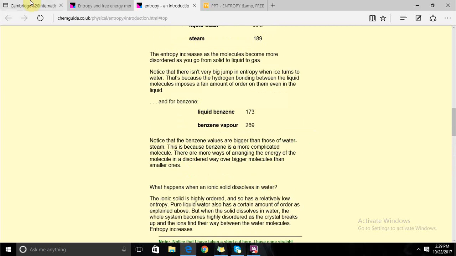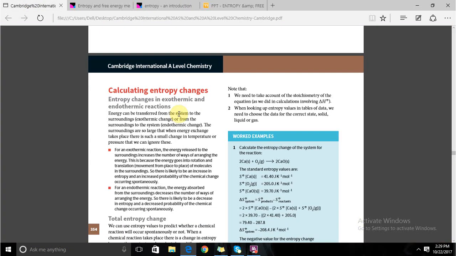Alright, let's return to calculating entropy changes in exothermic and endothermic reactions. As mentioned in the beginning, there is a link between a reaction being exothermic or endothermic and entropy, and we mentioned the term specific temperature entropy values in a previous definition of entropy, and this implies the temperature has a huge impact on whether something is spontaneous or not.